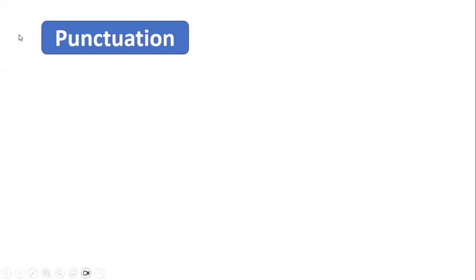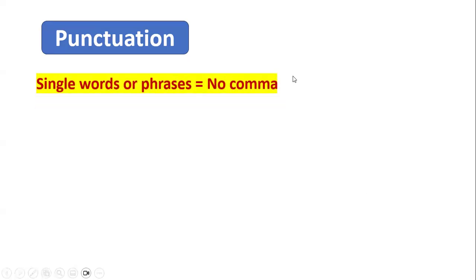Okay, here I have some notes to make about punctuation, which I think is very important because the whole purpose of this lesson is to teach you how to deal with problems with punctuation. This is usually applicable to the words and, for, because these are the two that usually make most of the problems. So whenever I have single words or phrases, no comma, don't use a comma.